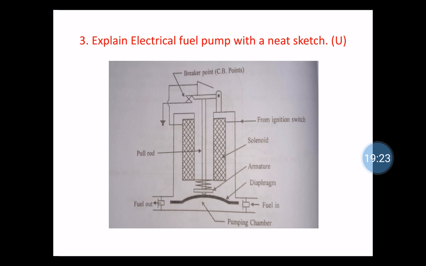Now the next one is question number 3, a 10 marks question. Explain the electrical fuel pump with a neat sketch. The sketch is shown here. We have to draw the sketch and name the different components. To remember them: solenoid, armature, diaphragm attached at the lower side, at the upper side there will be breaker points, then wiring connections, fuel in, fuel out, then pull rod, pumping chamber, etc. That may be explained.